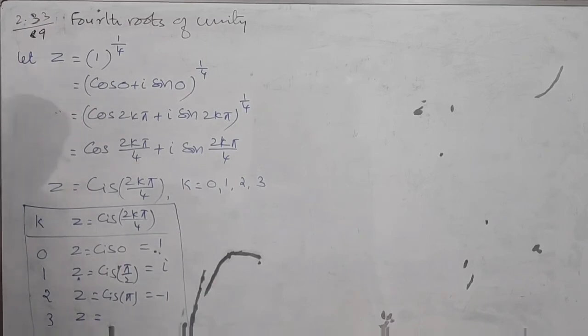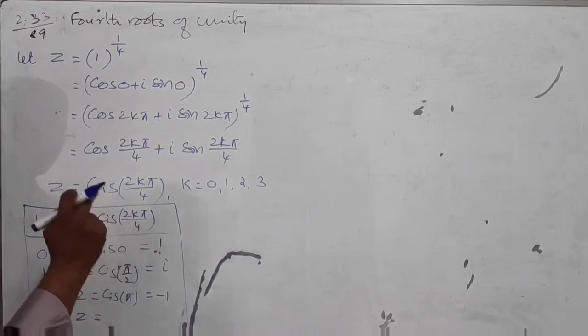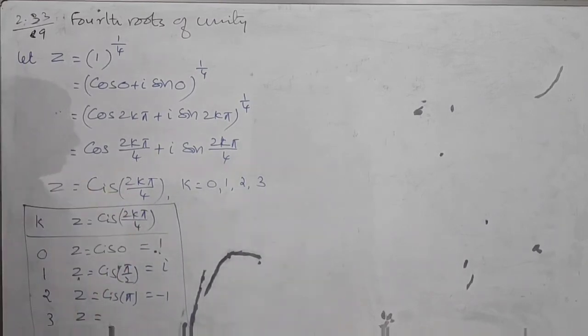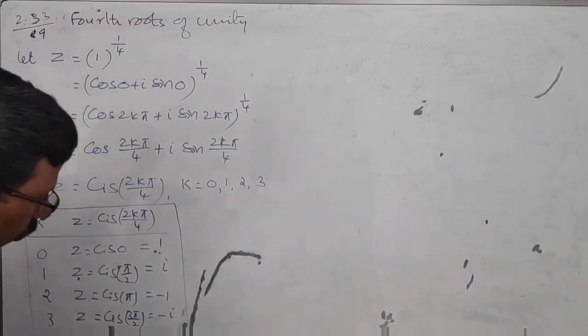Then you can take 3. Then z is equal to cis 6 pi by 4, which means 3 pi by 2. See, cos 3 pi by 2 is always 0, sin 3 pi by 2 is minus 1. Therefore, you can write minus i.